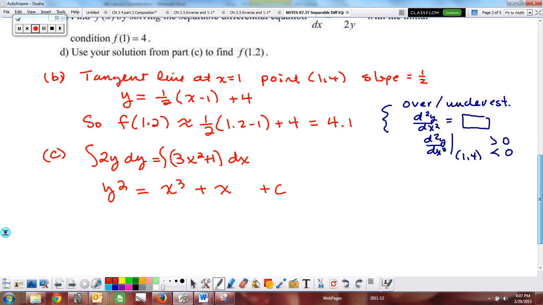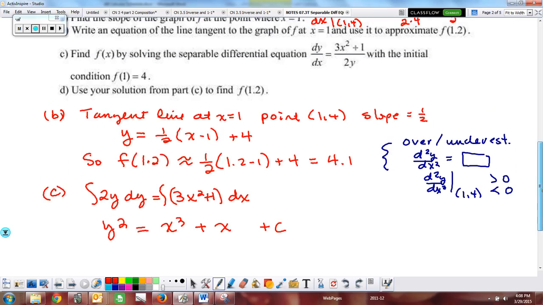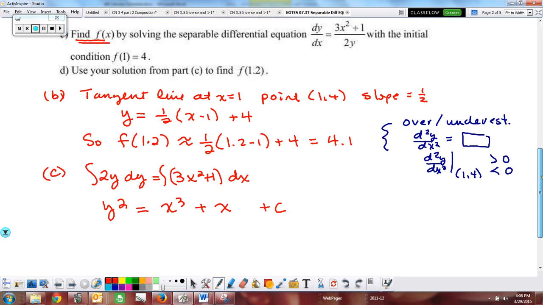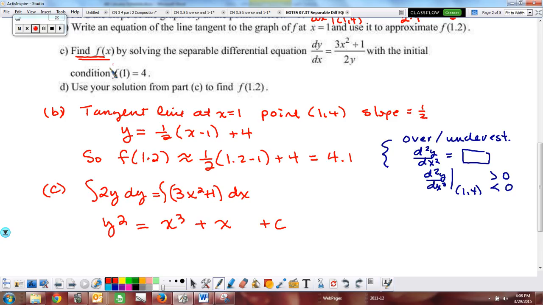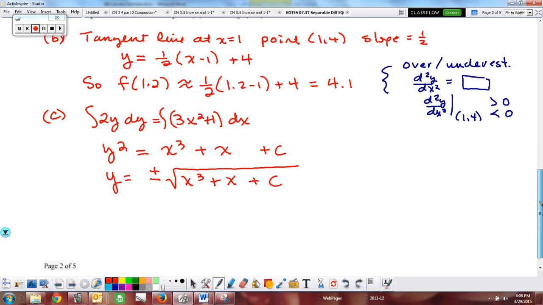Now you can either at this point find c or solve for y. It doesn't really matter what you do when you want to find your particular solution right here. Usually they do want you to solve this for y because they did say find f of x, which implies that you need to solve for y. Okay? And we want to do it with the initial condition f of 1 equal to 4. So I'm going to go ahead and solve this for y. So y would equal, now technically plus or minus the square root, x cubed plus x plus c. Now this is our general solution.